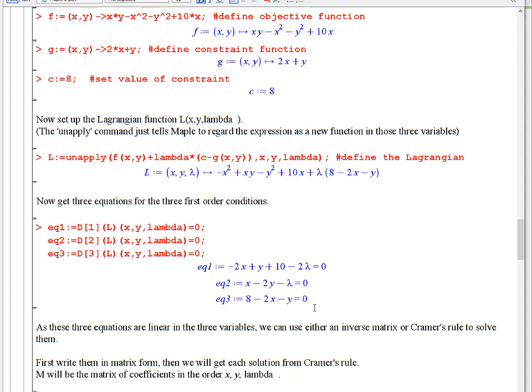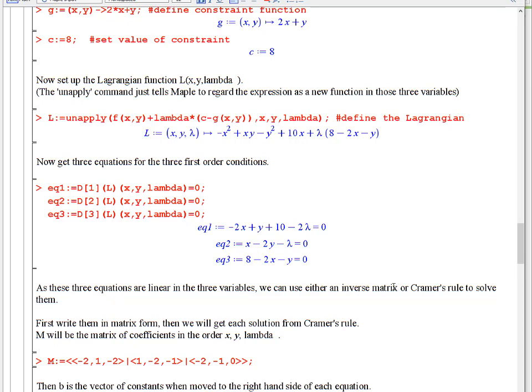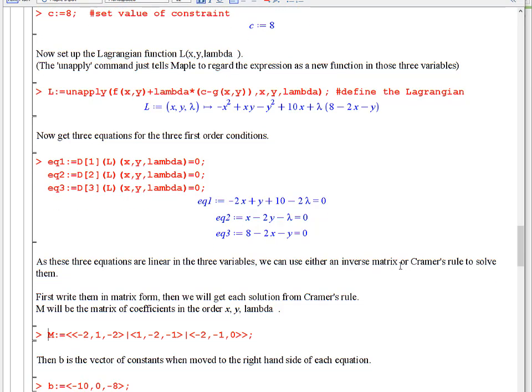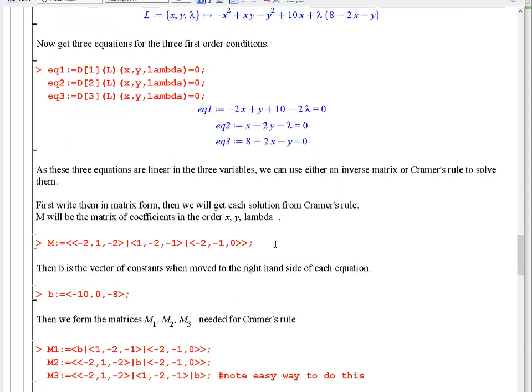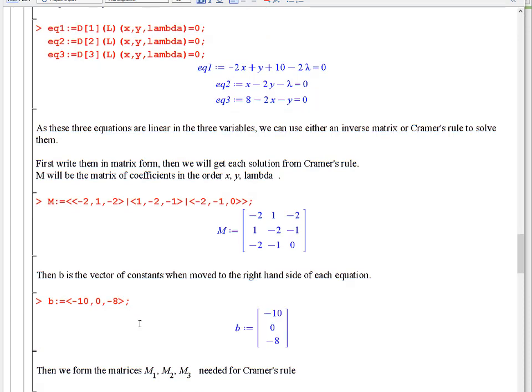And here, it's just because you have a nice set of three equations and three variables, they're all linear, so you can use inverse matrix or Cramer's method. I use Cramer's one just because it's neat to write out on the computer. So that's the coefficients from this. So you've got the x coefficient, the y, and the lambda. And then b is when you move the constants to the right. So it's the minus 10. This one's a 0. This one's a minus 8 on the right here.